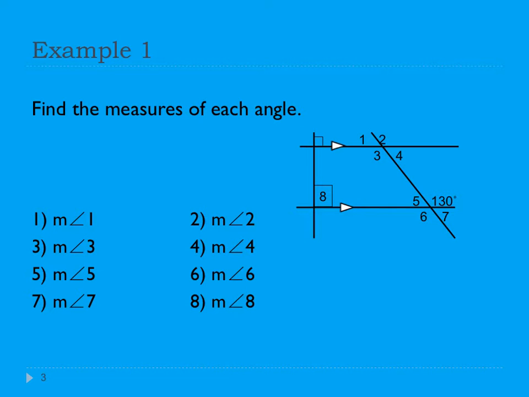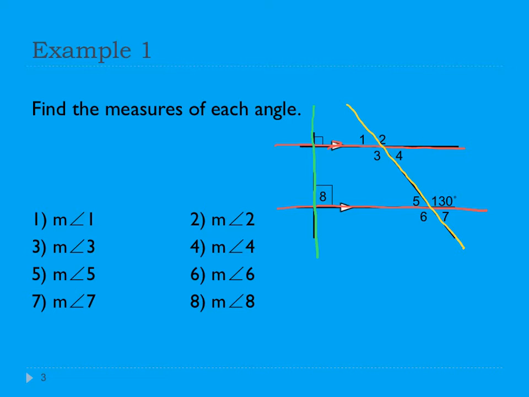Now, in this particular picture, there's actually 2 different transversals. So we do have our parallel line markings here. So this line, because it's got the arrow on it, is parallel to this one. And then I have a transversal that's perpendicular here. And then I have another transversal that's going diagonally here. And it wants me to find all of the missing angle measures.